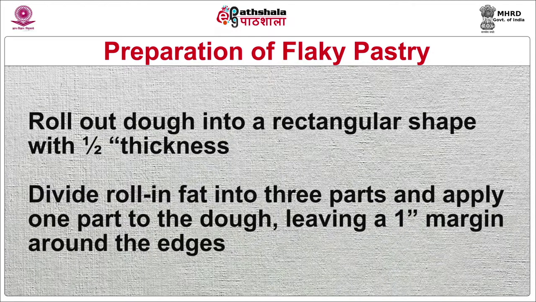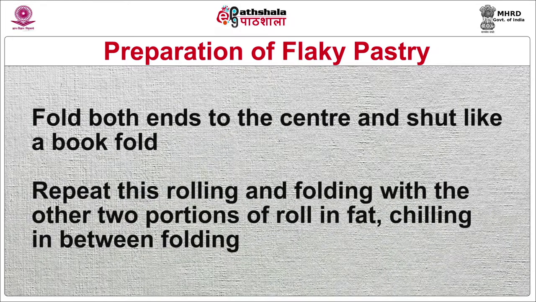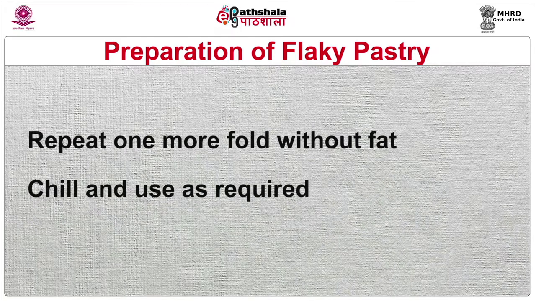Divide the roll-in fat into 3 parts and apply 1 part to the dough, leaving a margin around the edges. Fold both ends to the center and shut like a book fold. Repeat this rolling and folding with the other 2 portions of roll-in fat, chilling in between folding. Repeat 1 more fold without fat. Chill and use as required.